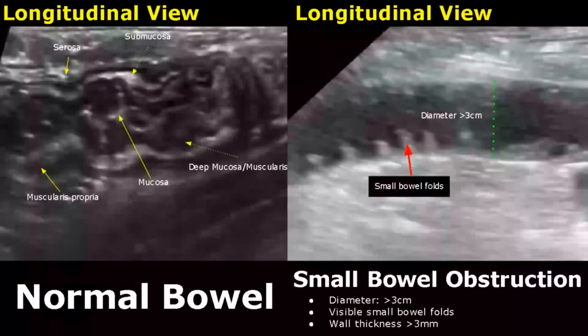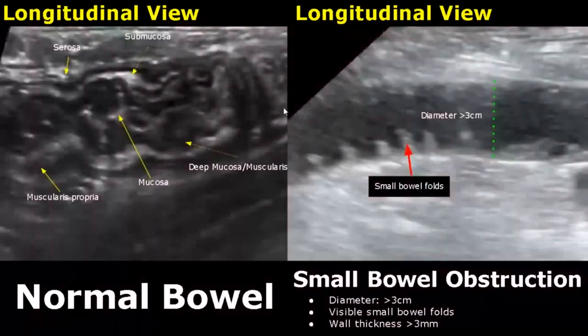Here we have an image of small bowel obstruction. This is the normal bowel with all 5 distinct layers. The diameter will be more than 3 centimeters. We will also see the small bowel folds. They will become visible in case of obstruction, and the wall thickness may also be greater than 3 millimeters.